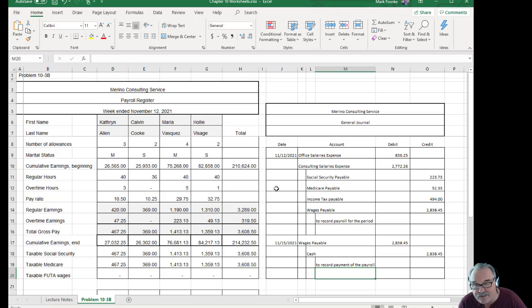Okay, so that's it for this problem. And for payroll in general, I would do this problem over again. Check your calculations. Make sure everything is cool. And then start on problem 10.3a, which is the same with different numbers.